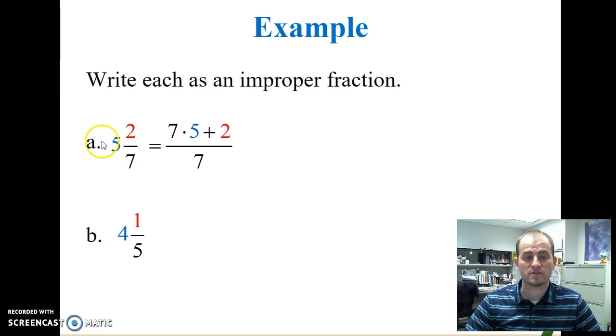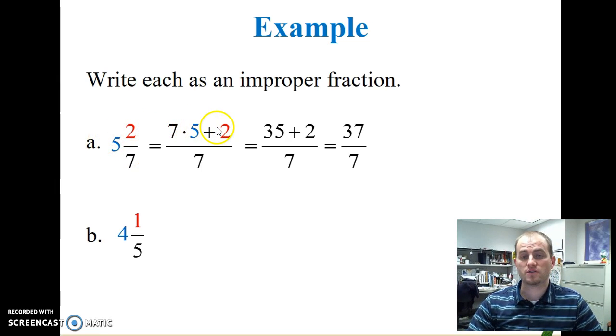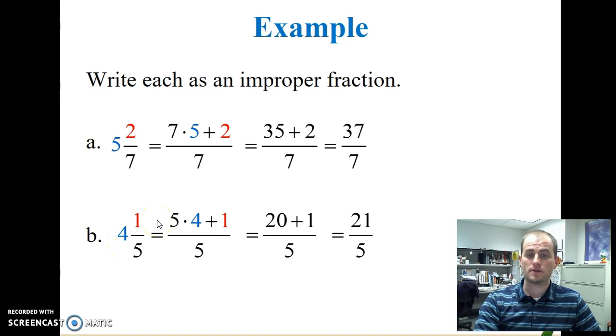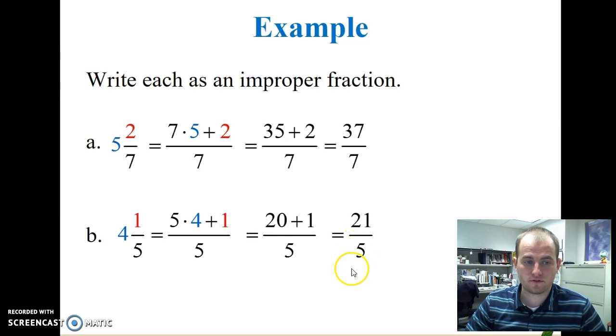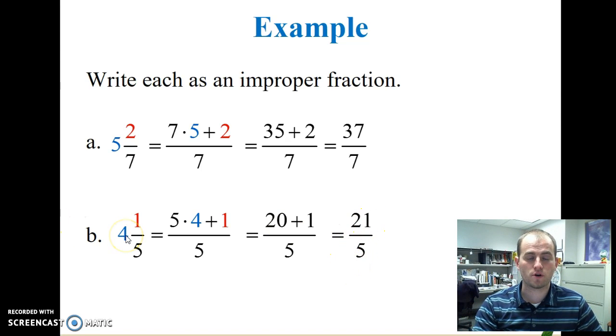So 7 times 5 is 35, plus the 2 gives you 37/7. For 4 1/5, same idea. You take 5 times 4 is 20, add the 1, and that's the same thing as 21/5. So 21/5 is the same thing as 4 1/5.